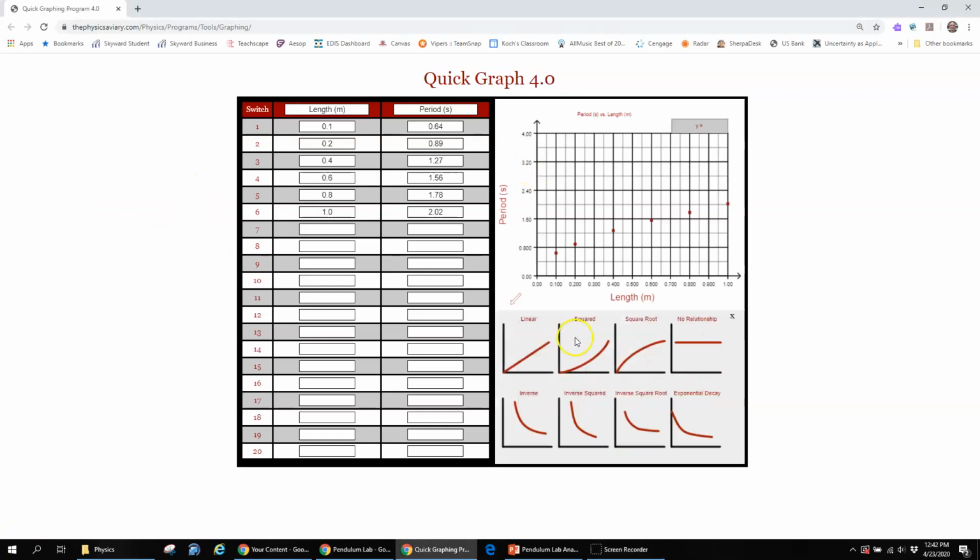Putting a curve fit, we really only have a couple of options. All of these on the bottom here seem to go in the wrong direction. Certainly squared is a bad option because it's not trending in that direction. And no relationship is obviously not true. So it's really between linear and square root.